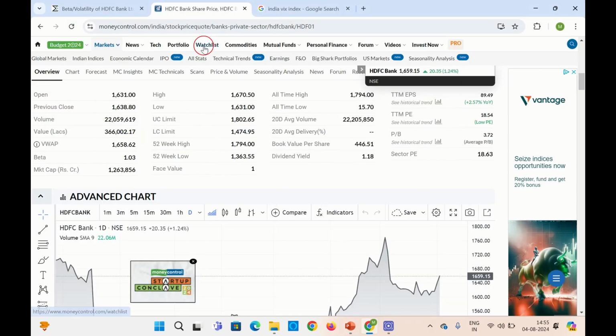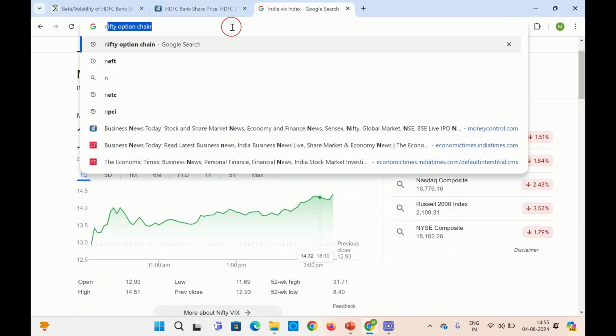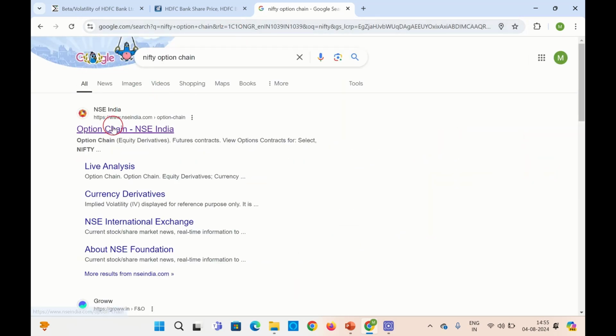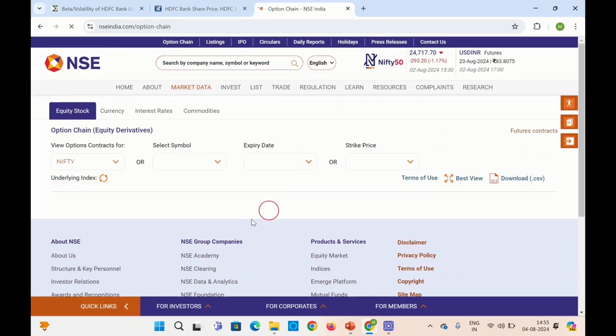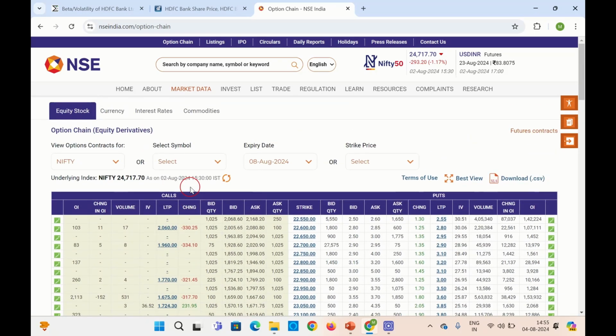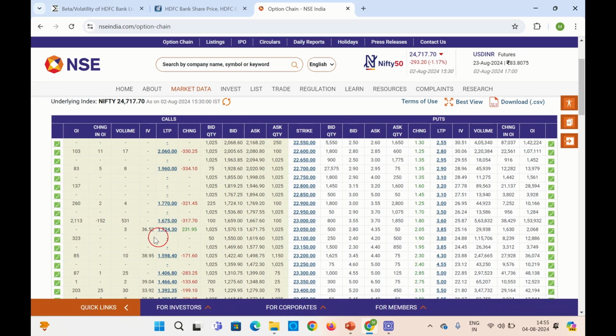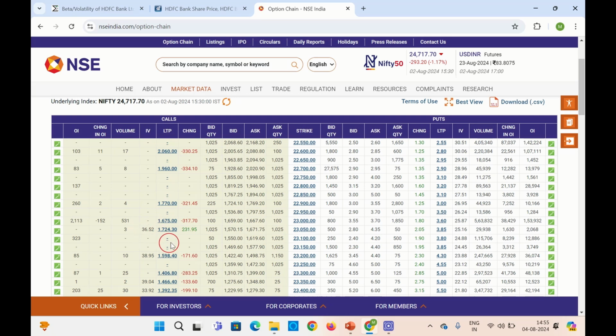So if I want to check the implied volatility, I can easily go to the Nifty option chain, which will give me the IV, implied volatility, of the Nifty 50 stocks that are being traded. You can look at the column called IV, which gives me the implied volatility values. So say for example 36.52 is this particular stock's volatility value. All these are actually option contracts. So I'm just giving you an example here.